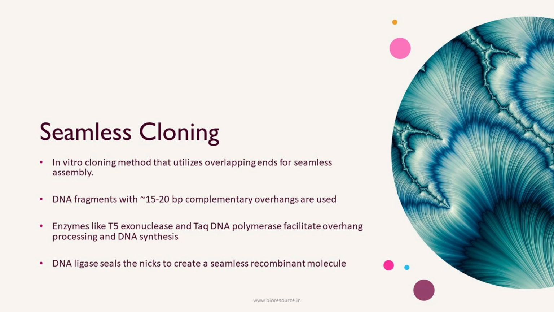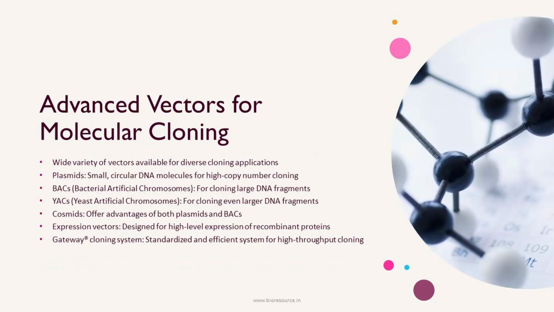So now we have learned the different methods of cloning. Now let's see how to select suitable vectors for molecular cloning. The choice of vector is critical for successful molecular cloning and depends on several factors. One is the size of the insert. The size of the DNA fragment you want to clone is a primary consideration because plasmids are the most commonly used vectors due to their small size, typically ranging from a few thousand to 10,000 base pairs. They are ideal for cloning smaller DNA fragments.